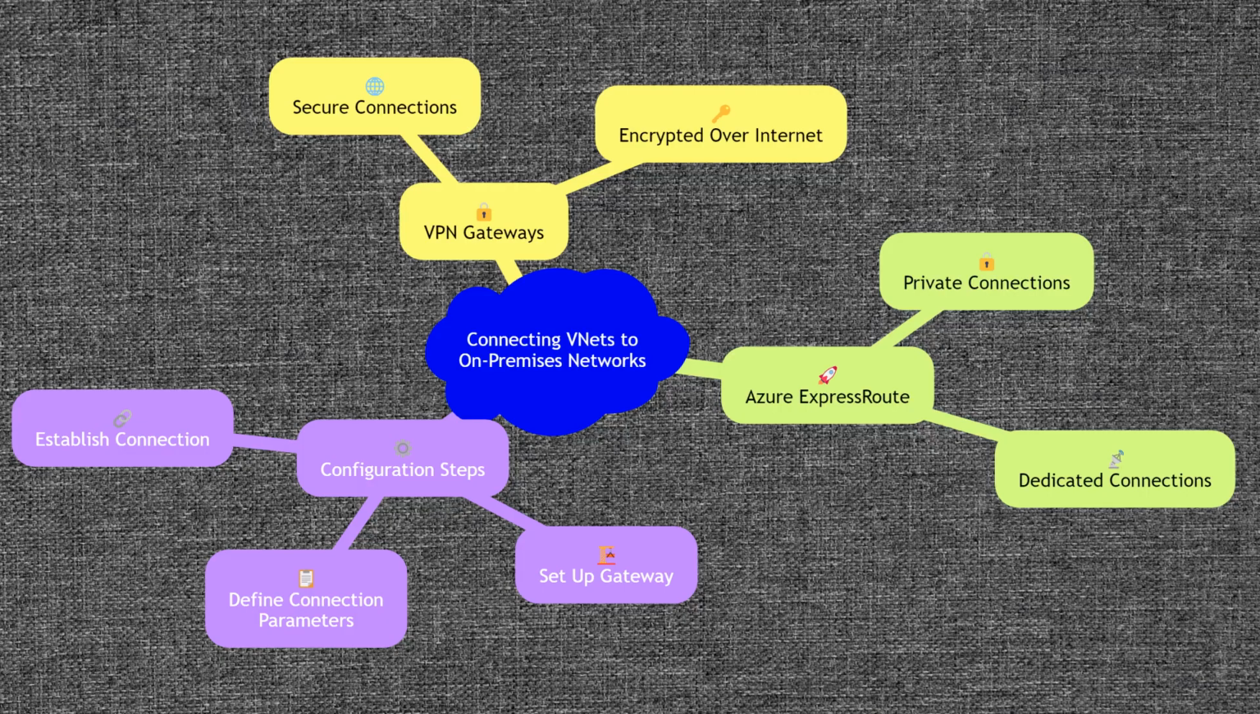To connect VNets to on-premises networks, you can use VPN gateways or Azure ExpressRoute. VPN gateways provide secure, encrypted connections over the internet, while ExpressRoute offers private, dedicated connections. Configuring these connections involves setting up the gateway, defining the connection parameters, and establishing the connection.